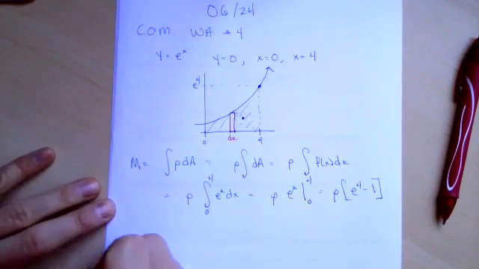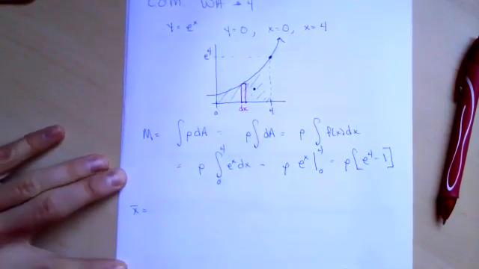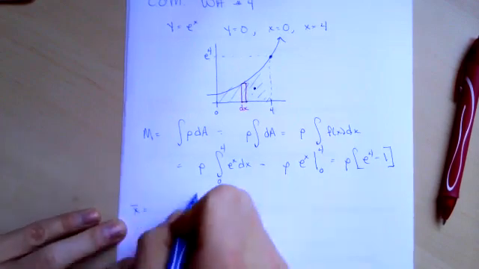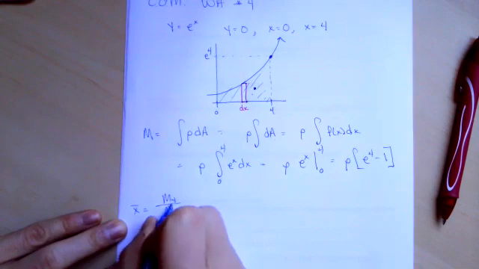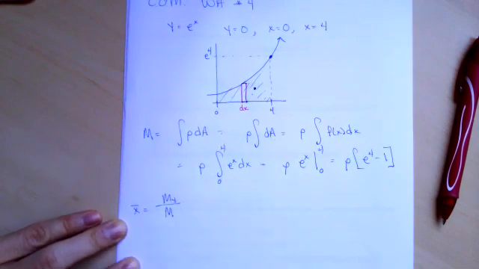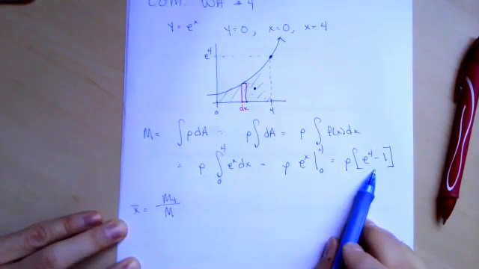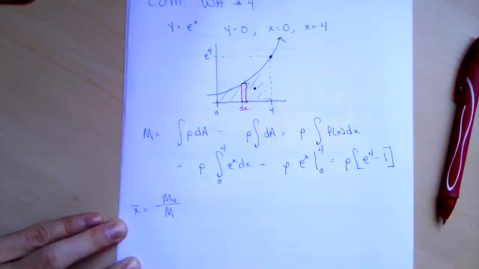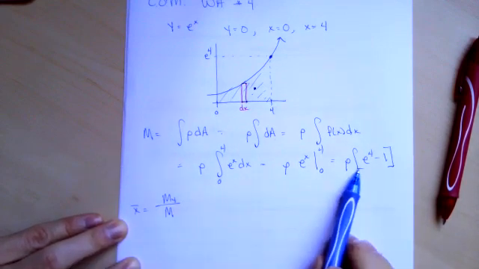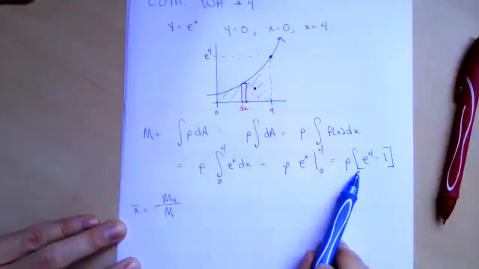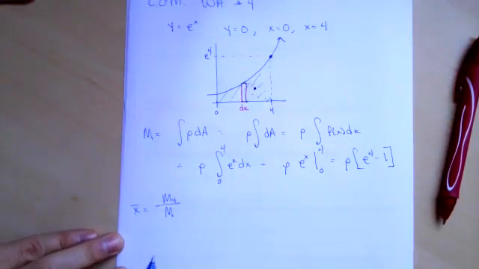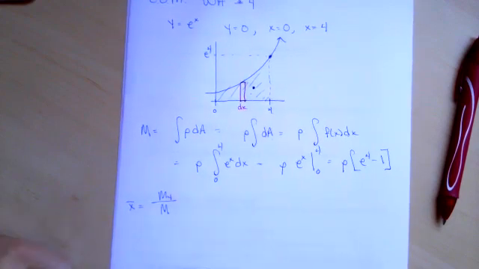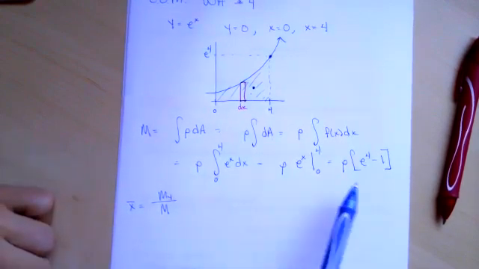So what do we need for the x center of mass? Following the generic formula, it looks like this: the moment about the y-axis divided by the total mass, which we just found. In all these center of mass problems, I always find the mass first, just because it's usually the easiest integral, and it's always in the denominator for both the x and the y coordinate. Since we use it twice, I always find it first.